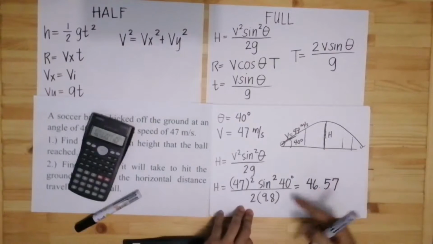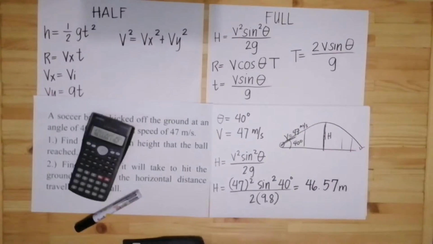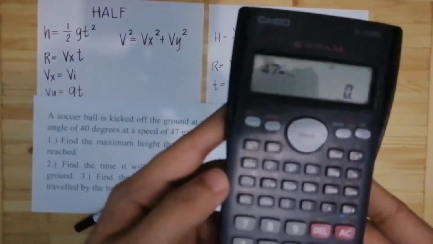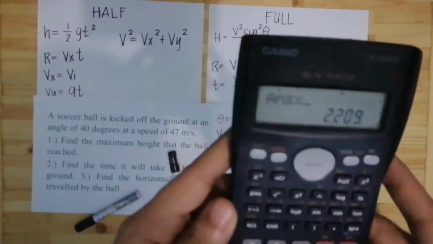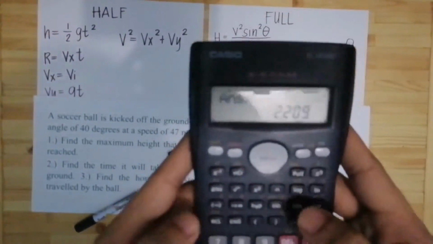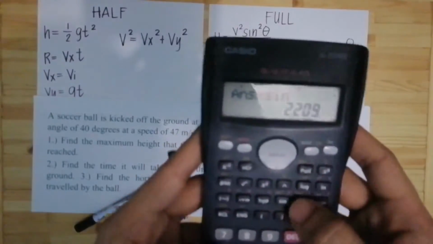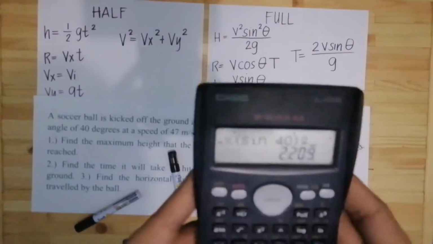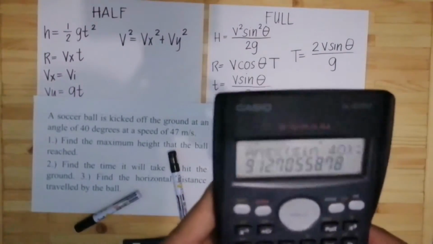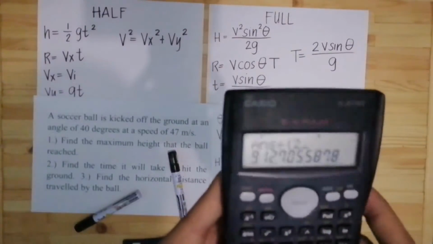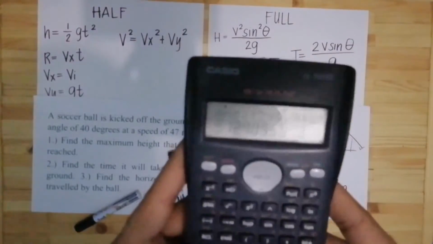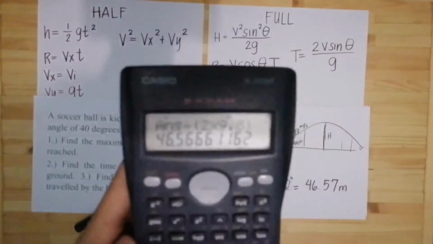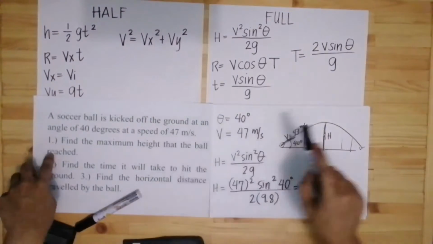So, double check lang natin. The unit of this would be the unit of the distance, which is meter. Double check lang natin. 47 squared. So, isa-isa naman natin. That is equal to 2,000. Then, times sine squared. Sine, parenthesis pa lang. Sine 40 squared. Then, divided by 2 times 9.8. So, yun sagot natin. 46.57. 56, so round it off, magiging 57. So, we're done with number 1.